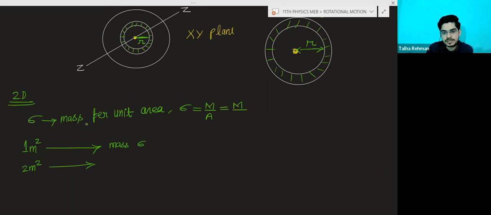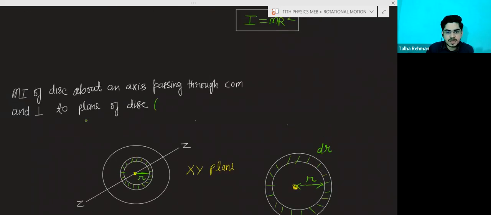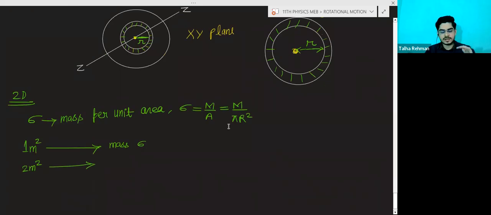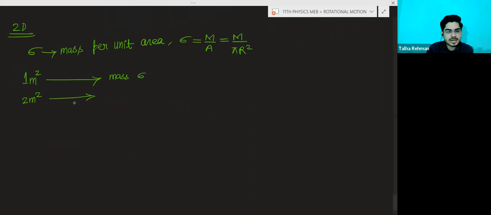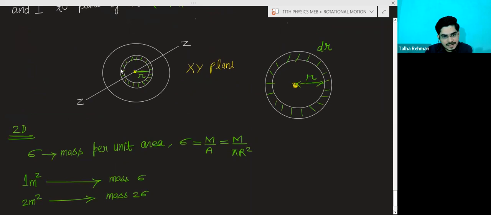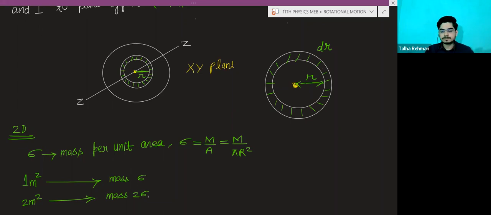Here m is the mass of the disk, r is the radius of the disk, and the area of the disk is pi r square. So sigma is mass per unit area. 1 meter square has mass sigma, and 2 meter square area has mass 2 sigma. Fine. Now we have this elemental area. Can you tell me what this elemental area will be?